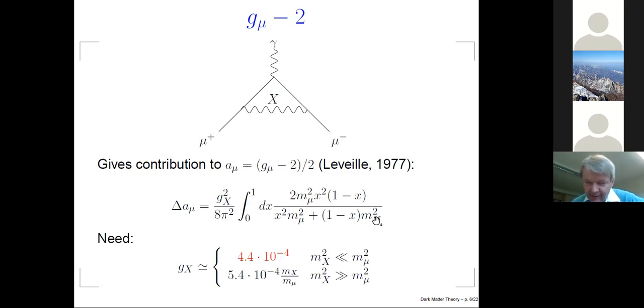For example, if mx is much smaller than mu, which will turn out to be the region of parameter space of relevance to us, and this term can be ignored relative to that one, the mu will cancel out, the x grad will cancel out, and you just get an integral of 2 times 1 minus x, which is 1. So this integral just becomes 1 in this limit, and you get the right size for a coupling of something like 4 times 10 to minus 4. Okay, that's the size of coupling you should keep in mind. So that fixes basically one parameter, if you want to explain this measurement, one of the 4 parameters in the theory.